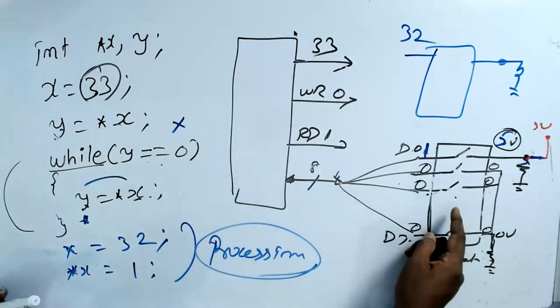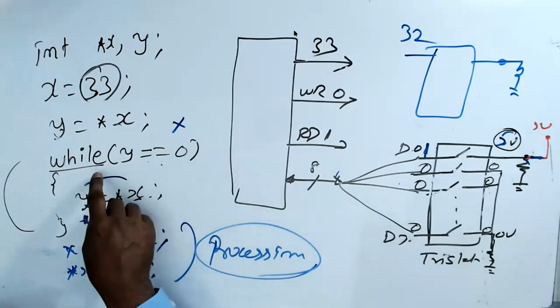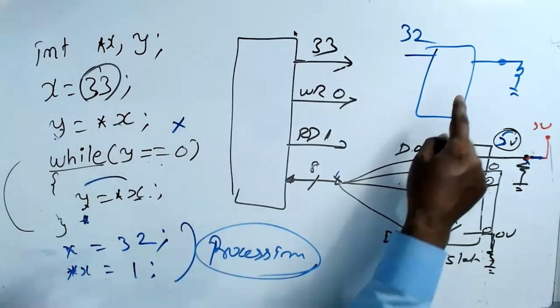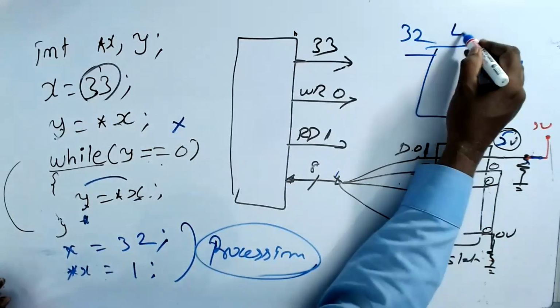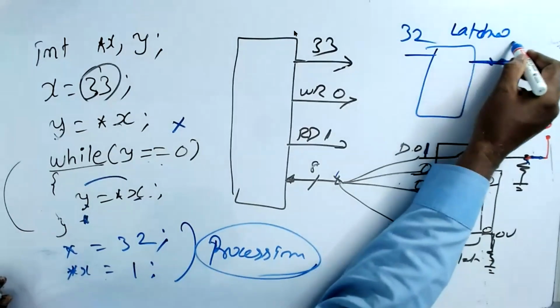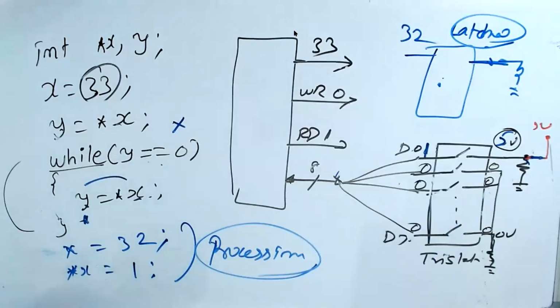But the problem is here. When I do the output, once I write it, it is written there. It is latched. This is a latch. The output is a latch. Please don't get confused between the output and memory.